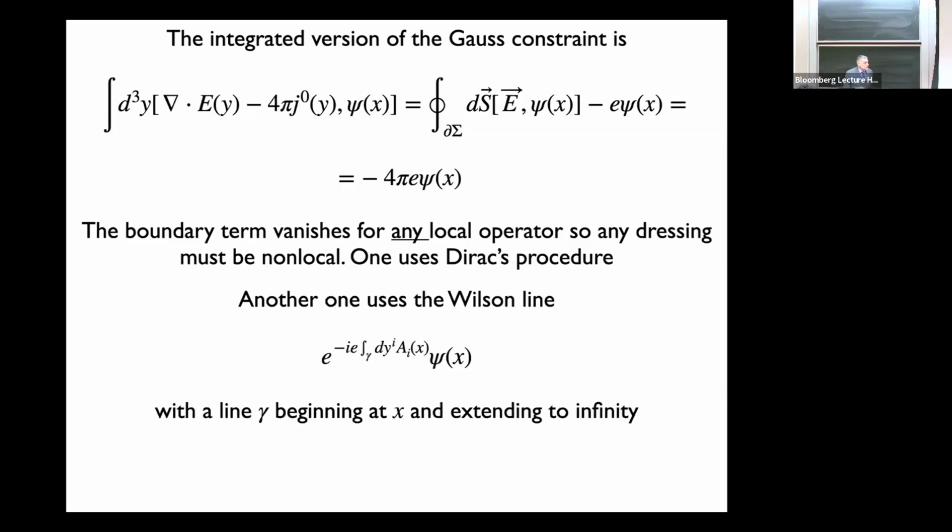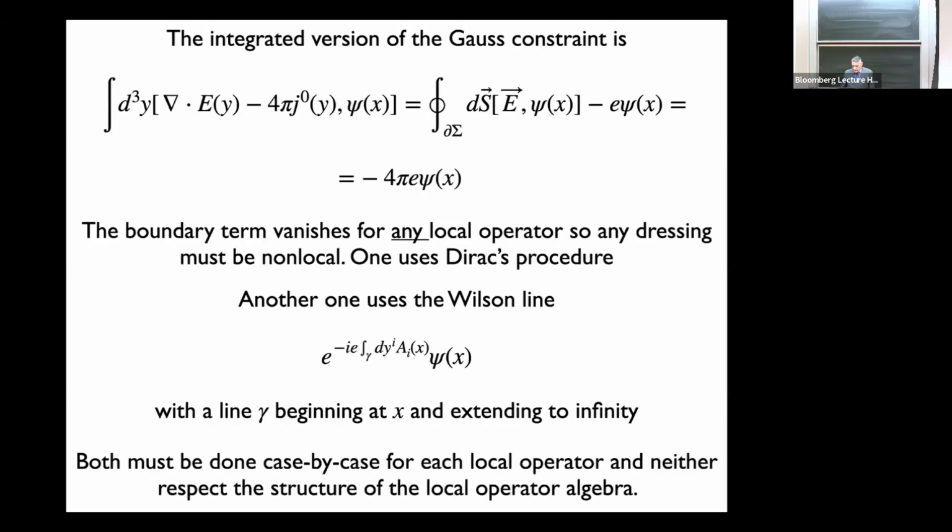Now, and so we may not care. For instance, we can say, yes, let's use Dirac's dressing, or let's use the Wilson line dressing. Again, it is non-local, even the Wilson line dressing, because we have a Wilson line that begins at the position of the psi field, and it goes to infinity. So far, so good. Now, the problem of these dressings is that they can be done case by case for each local operator, right? I mean, after a while, we know what to do, but you have to dress every single operator.